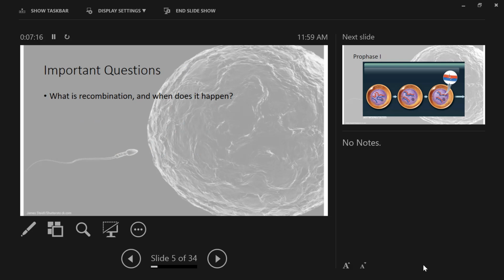Next question. What is recombination and when does it happen? So there's something that happens during meiosis that makes it virtually impossible to produce two genetically identical gametes.